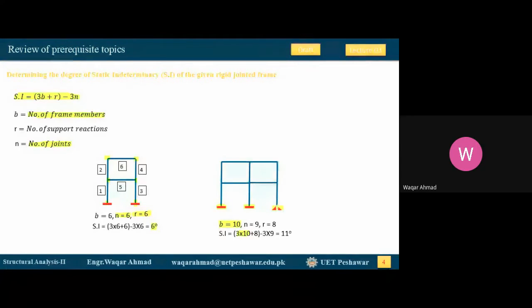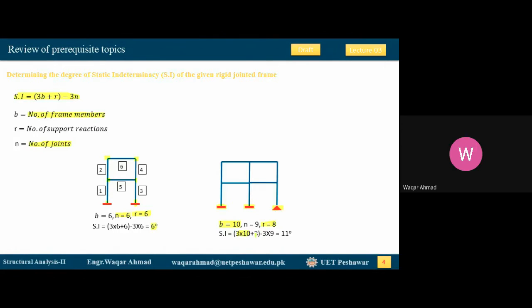So what is missing here? The bending resistance is missing. This support cannot resist moment, so no moment can be developed at this point. The moment will be 0 at this point. So the support reactions are 3 plus 3 plus 2. The total is now R equals 8.